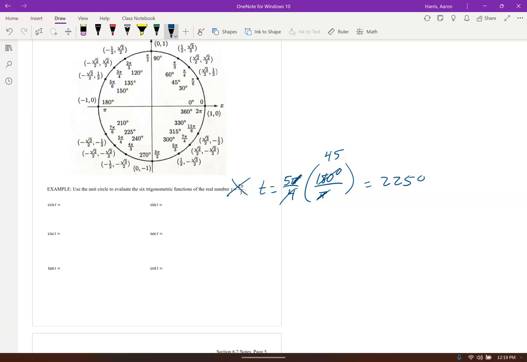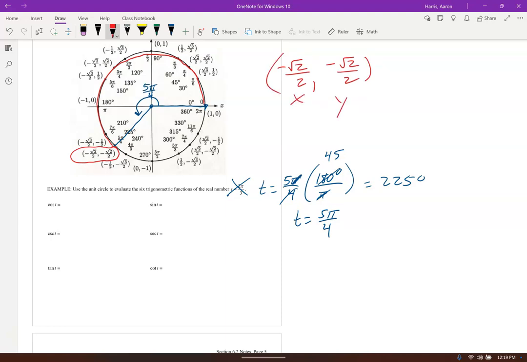That's how you get to 225 degrees. So, okay, we're going to rotate 5 pi fourths, 225 degrees. I'm starting right here. Let's draw this. And I'm going to rotate clear around to 225 degrees right there. So 5 pi fourths, in other words, my arc length is 5 pi fourths. 5 pi fourths correlates or projects onto that point. That's my point of interest, right? That's my x and y that I'm looking at.